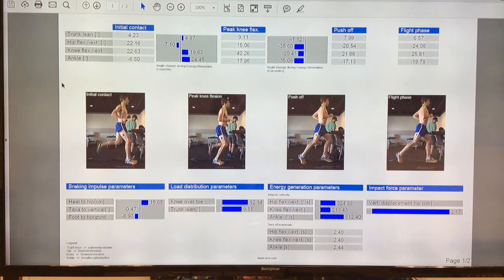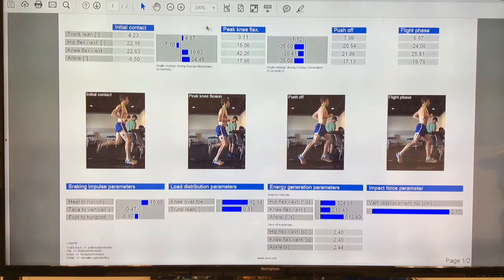So as we go through, let's take a look at initial contact. First thing we want to pay attention to is the trunk angle. Vertical is, are you leaning posteriorly, which equals a lot of braking forces. Hip flexion, knee flexion, and ankle position. It's nice for us to know these static measures, but what we care most about are the excursion or change in range of motion from initial contact to peak knee flexion.